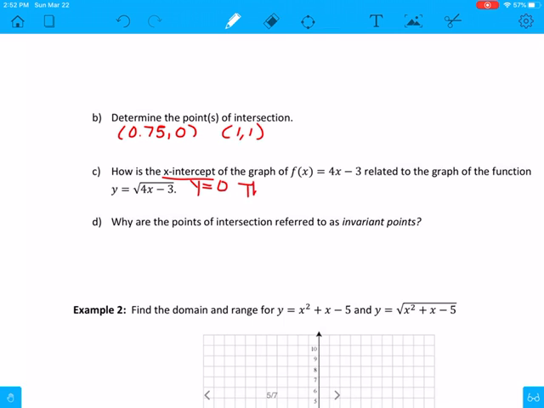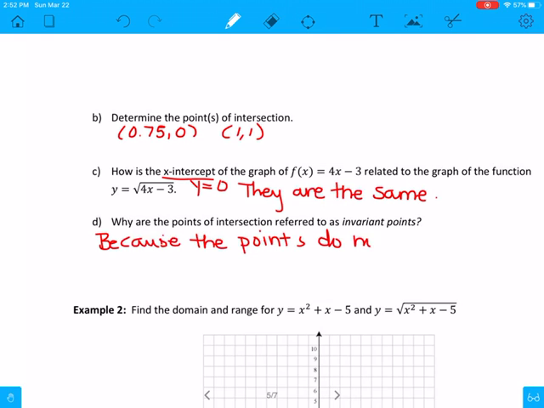So they are the same. Why are the points of intersection referred to as invariant points? Because, I'm starting a sentence with because, that's terrible. Because the points do not change. Because remember, you're keeping your x's and you're rooting your y's to get your new points, right?